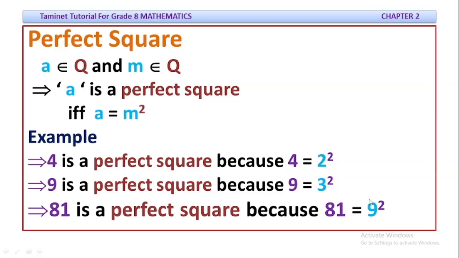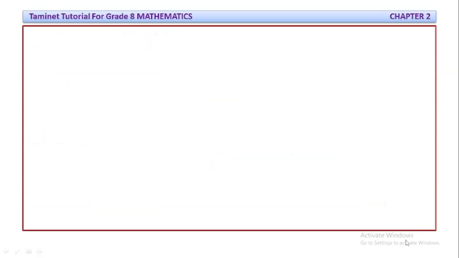81 is a perfect square because 81 is equivalent to 9 square. We can write 81 as a product of two identical numbers, like 9 times 9 or 9 square. So this is the way how to identify a perfect square from other rational numbers.